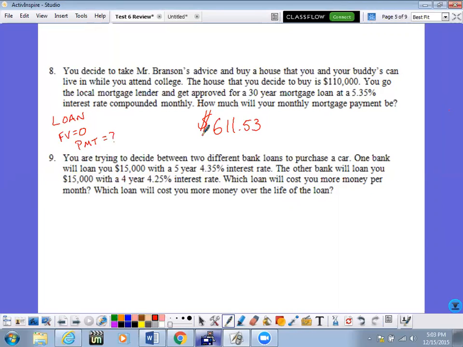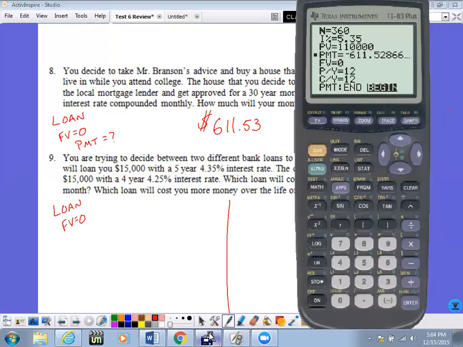Number 9, you're trying to decide between 2 different bank loans to purchase a car. One bank loan will give you $15,000 with a 5-year 4.35% interest rate. The other bank loan will give you $15,000 with 4 years 4.25% interest rate. Which loan will cost you more money per month, and which loan will cost you more money over the life of the loan? So in this case, we know we're dealing with loans. Future value in both cases is going to be 0. So we actually have 2 scenarios. So I'm just going to split this down the middle. And we're going to look at the first one.